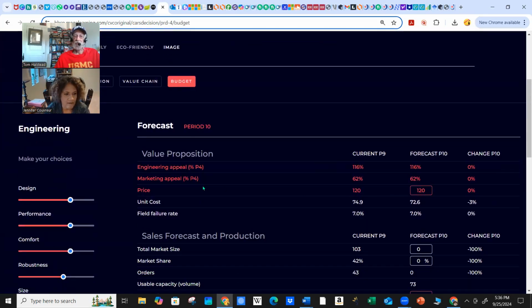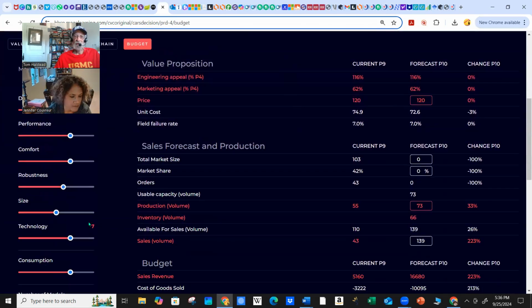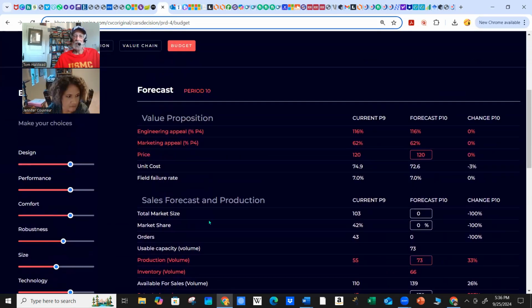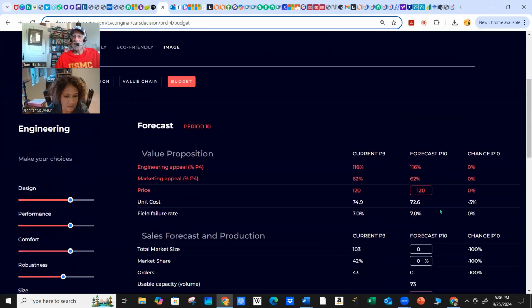So just make sure that after you do the sliders for engineering and marketing, you go over here to budget and you fill out your budget. You got to have a price for the car. There's some people that start the sim and they don't even price the car, and all of a sudden they have zero sales. It's like, oh, because that was on zero and they didn't price it. So you got to price your car.